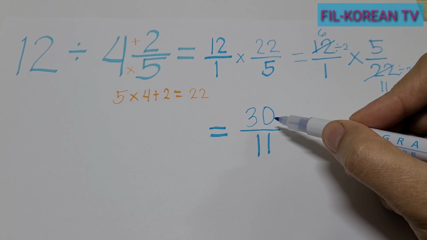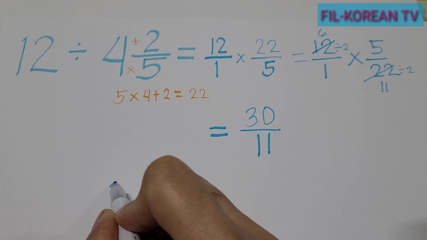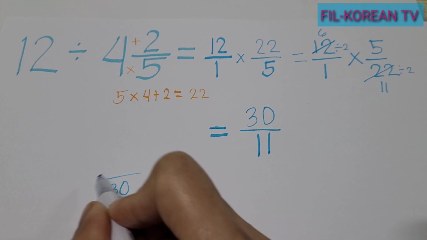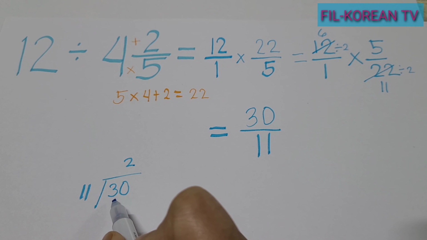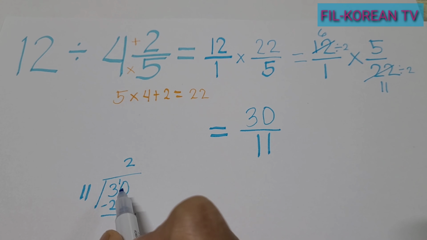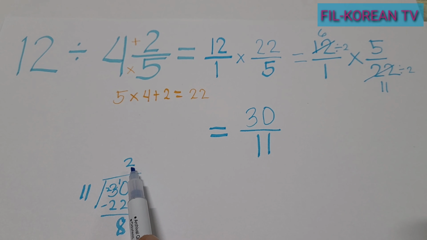I-divide natin itong 30 sa denominator na 11. 30 divided by 11, the answer is 2. 2 times 11 equals 22. Subtract, so magiging 10 and magiging 2. 10 minus 2 equals 8. 2 minus 2 equals 0. Hindi na natin ilalagay. Okay, the quotient is 2 and the remainder is 8.